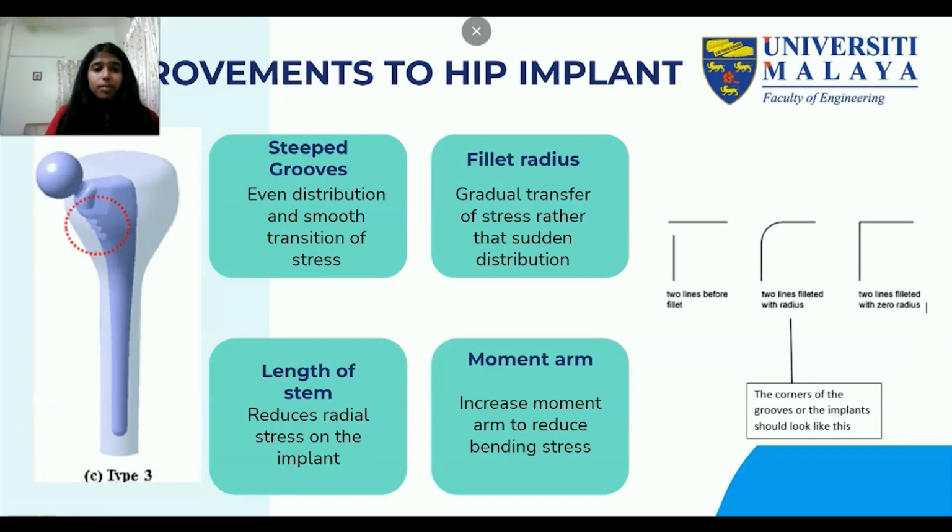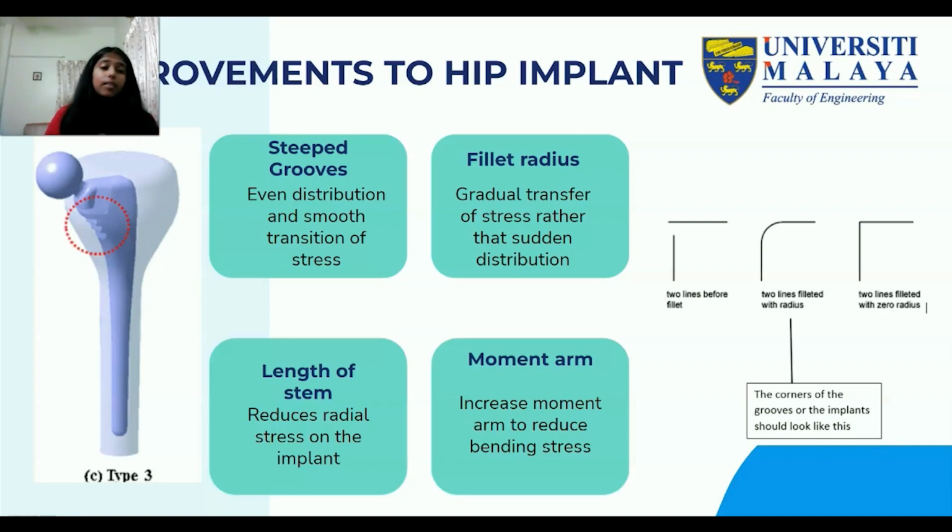So these are the improvements of the hip implant, which is the step growth. These are the step growths, which is the stair-like design of the implant, and this stair-like design causes even distribution and smooth transition of stress. And these stair-like implants, because you want the bone and the implant to have an equal amount of stress, so that stress shielding doesn't happen. Apart from the step growths, we would like to add a fillet radius, which is two sides that are curved. That means it will have gradual transfer of stress rather than sudden distribution.